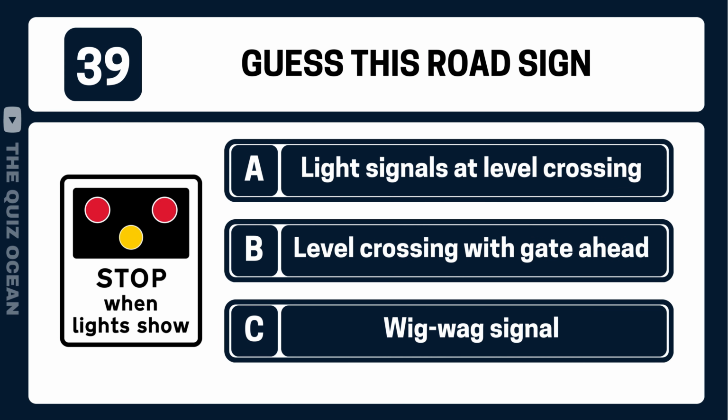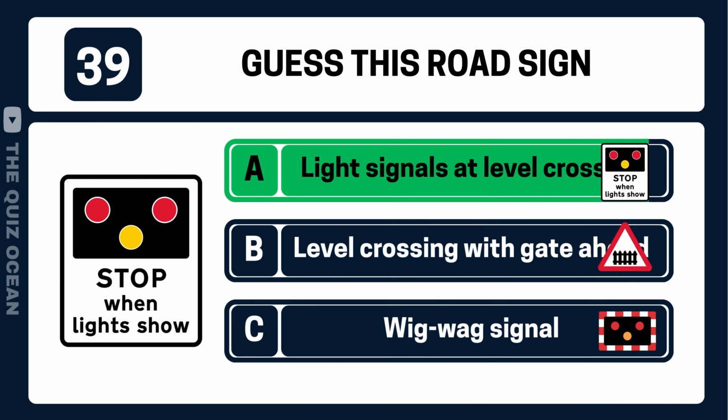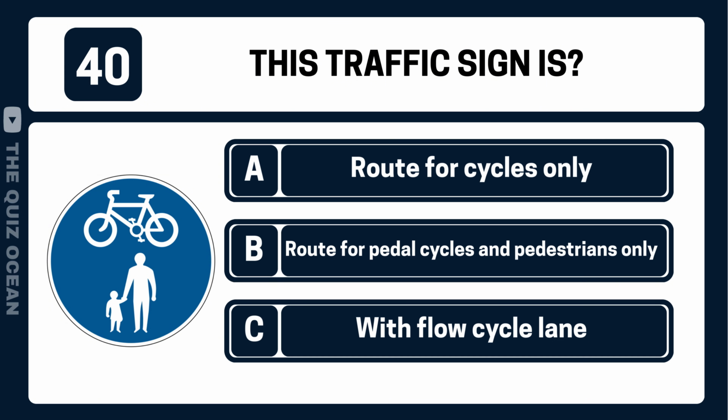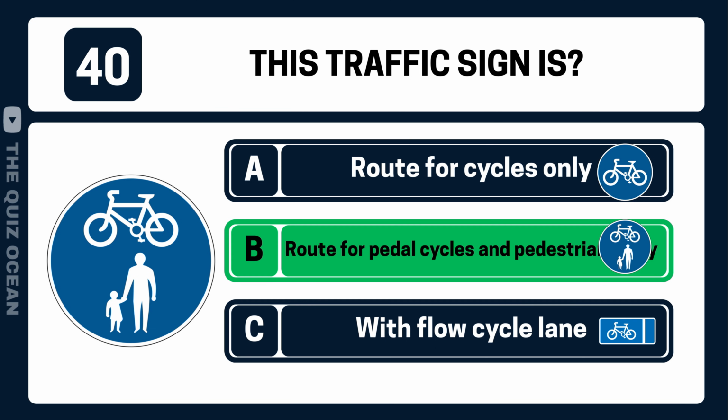Guess this road sign. Well spotted. This sign alerts drivers to flashing light signals at a level crossing. This traffic sign is... Excellent. This sign marks a route reserved for pedal cycles and pedestrians only.